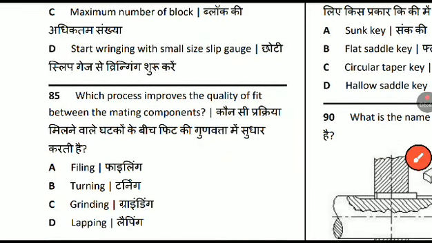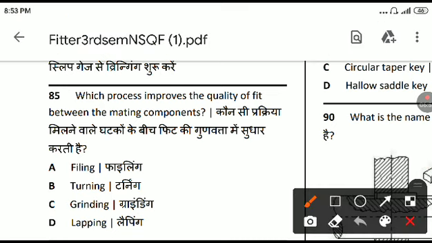Which process improves the quality of fit between mating components? Option A, filing. Option B, turning. Option C, grinding. Option D, lapping. Lapping.